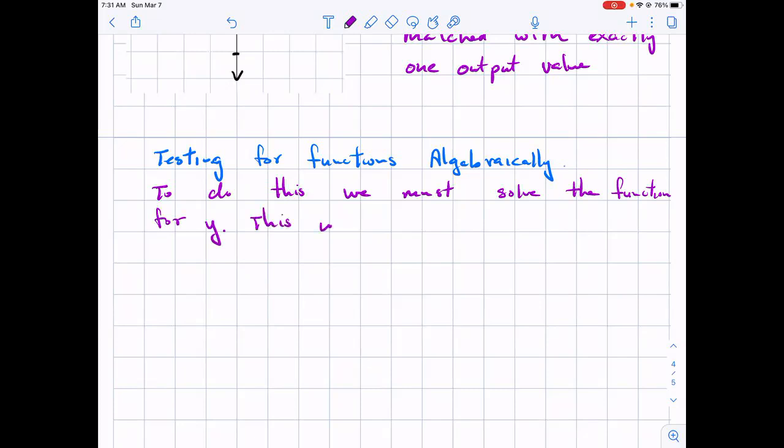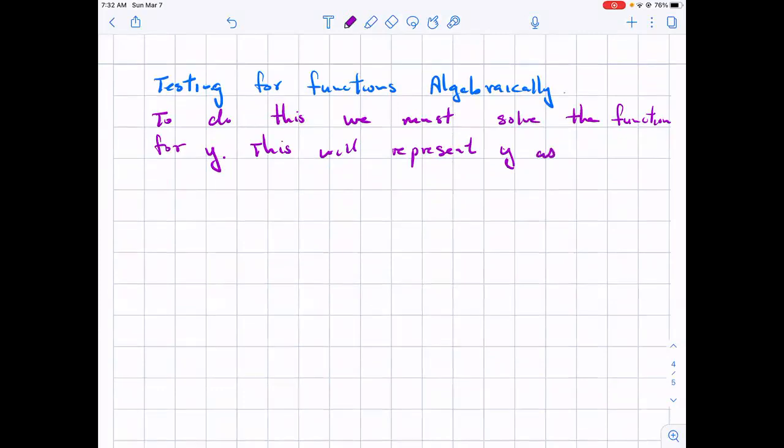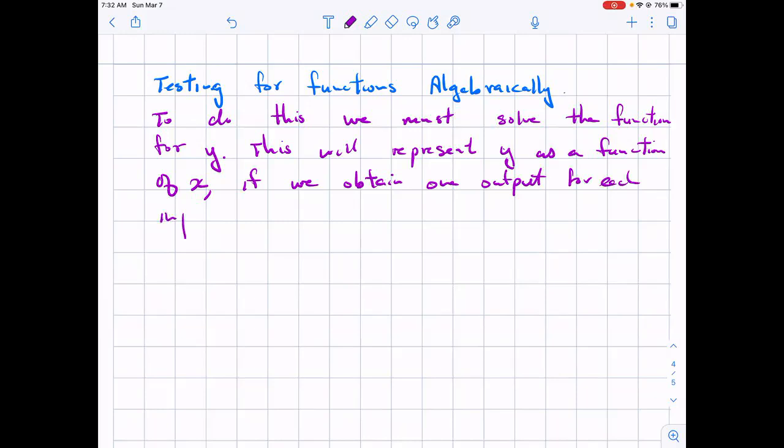This represents y as a function of x if we obtain one output for each input. Let's see what that means.